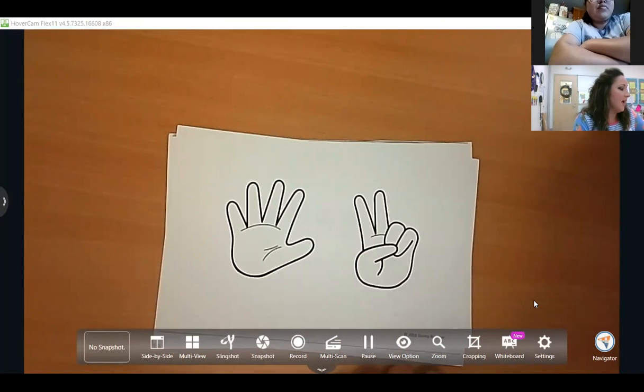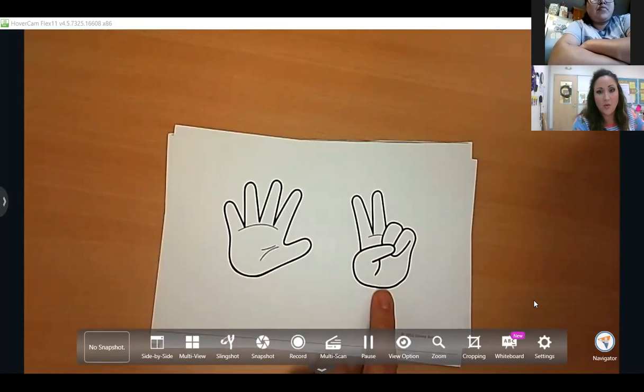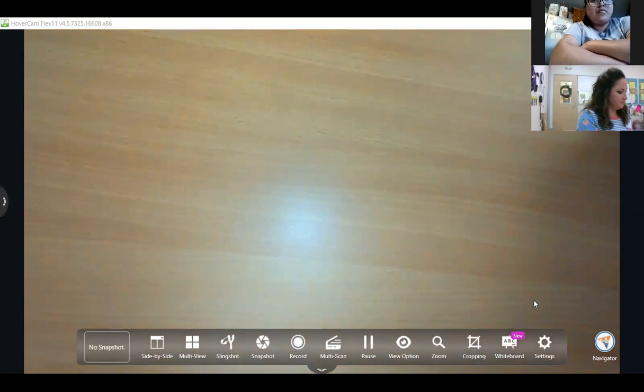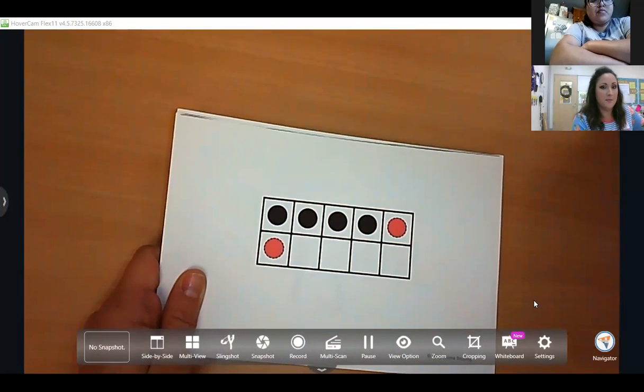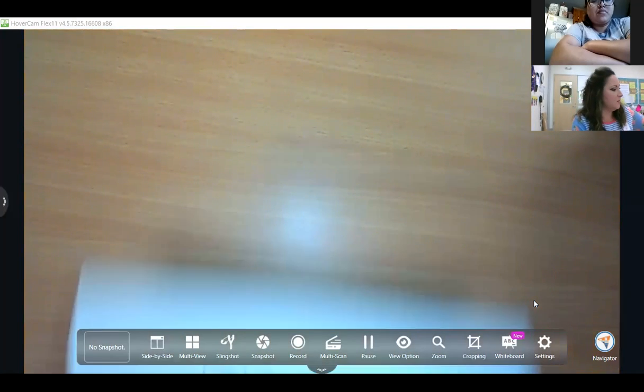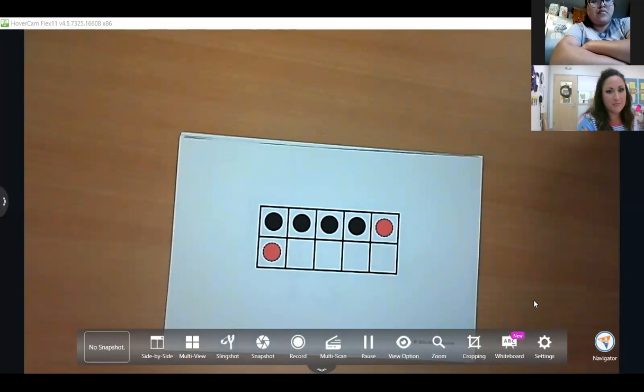They might say, I see 5 and 2. I know 5 and 2 more is 7. Here's a different one they might subitize with. You would show it quickly and have them tell you how many.